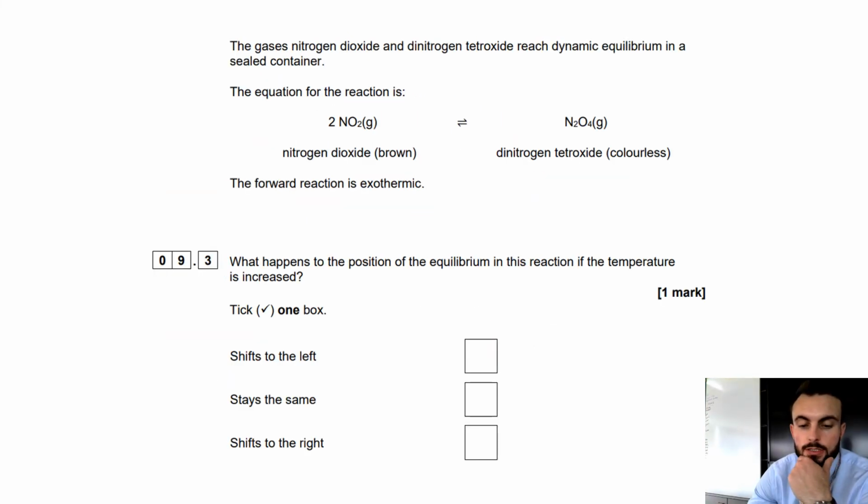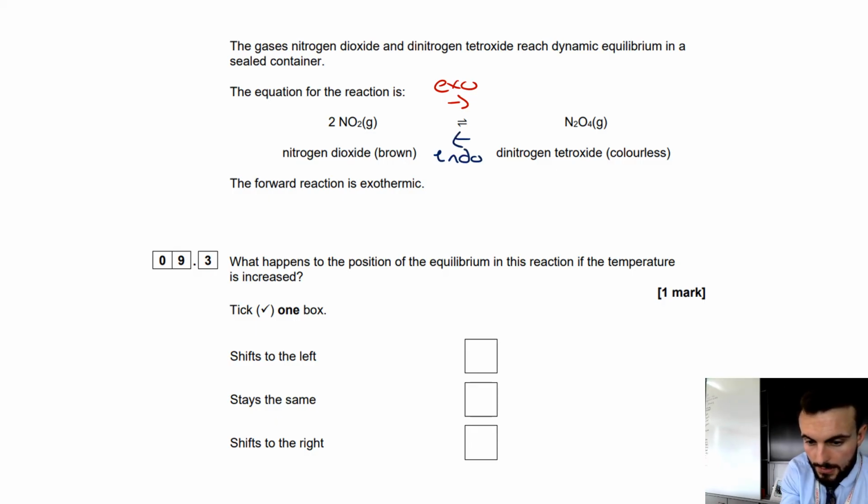The gases nitrogen dioxide and dinitrogen tetroxide reach dynamic equilibrium in a sealed container. The equation for the reaction is as follows. The forward reaction is exothermic, therefore the backwards reaction must be endothermic. So what happens to the position of the equilibrium in this reaction if the temperature is increased?